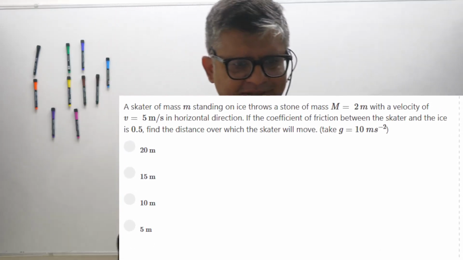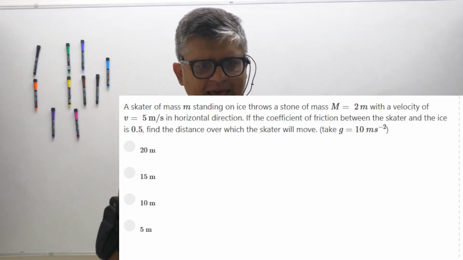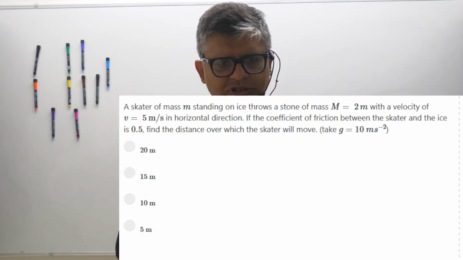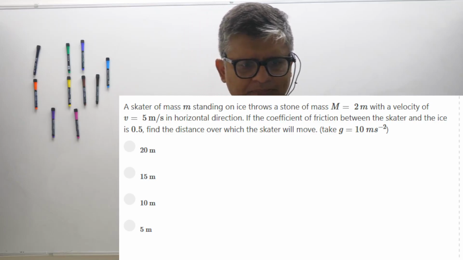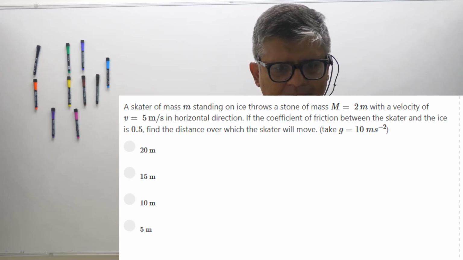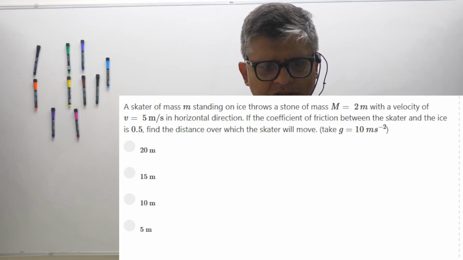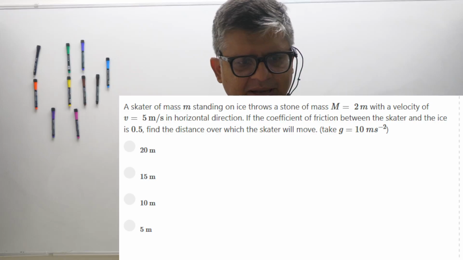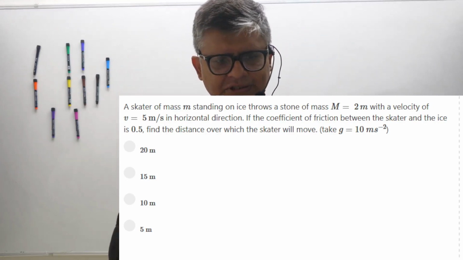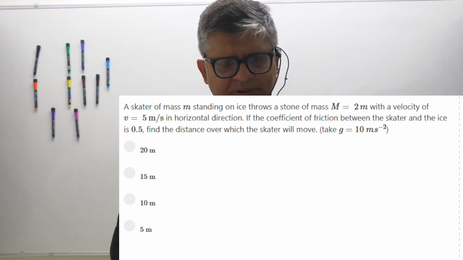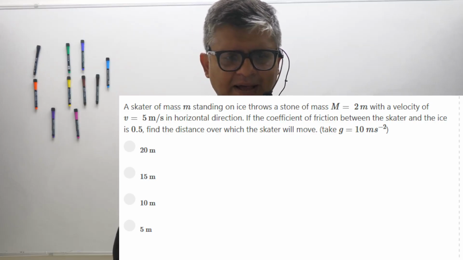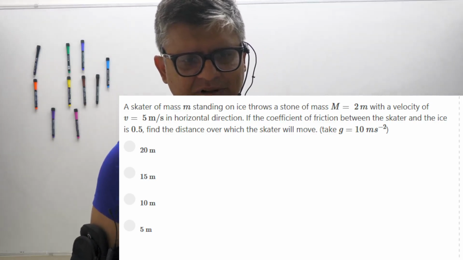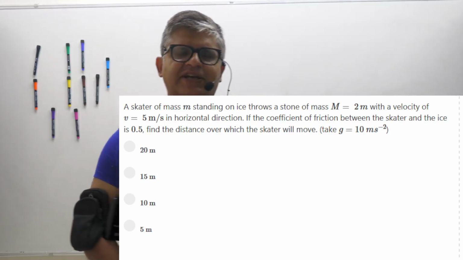There is a skater of mass m standing on the ice, who throws a stone of mass 2m. So the mass of the stone is double the mass of the skater, thrown with a velocity of 5 meter per second in the horizontal direction. If the coefficient of friction between the skater and the ice is 0.5, find the distance over which the skater will move. Take g equal to 10 meter per second square.